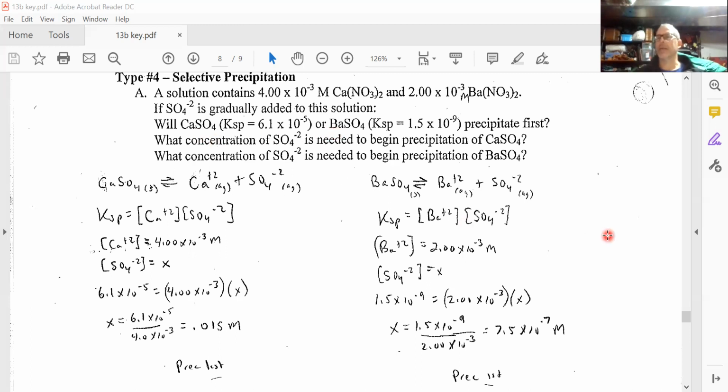It's kind of like if you had two liquids with high boiling points, but one was significantly higher than the other. You could gradually raise the temperature and boil off one first, and then boil off the one with the higher boiling point second, so you could separate those two things. So selective precipitation allows for the separation of solutions. Note the use of the common ion effect in this problem.